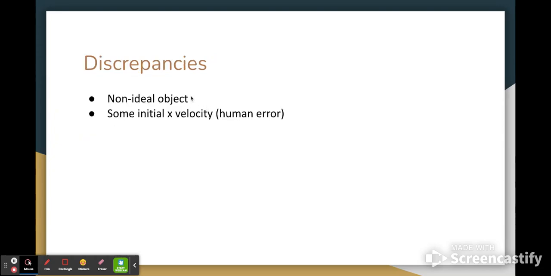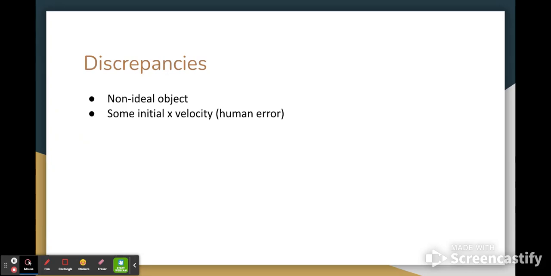And then as far as errors or discrepancies, the object that was dropped was not ideal for this lab. It was a crumpled ball of paper, so it would have had a lot of surface area and very low mass, and therefore very, very low terminal velocity. So that's probably why the computational model was linear so fast, because it hit terminal velocity very quickly.